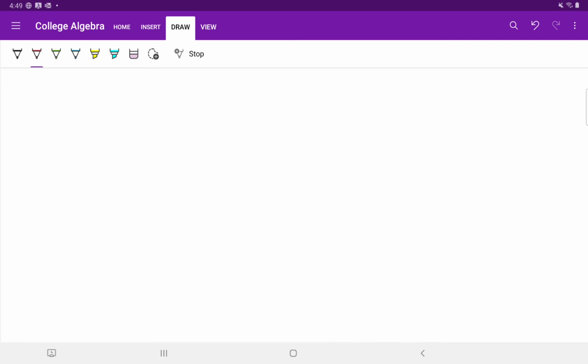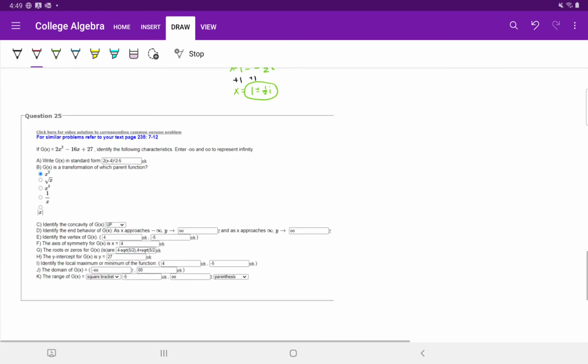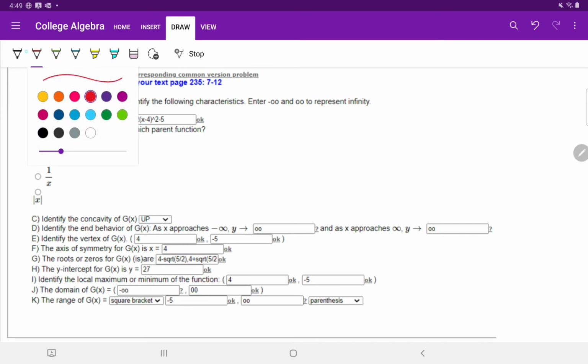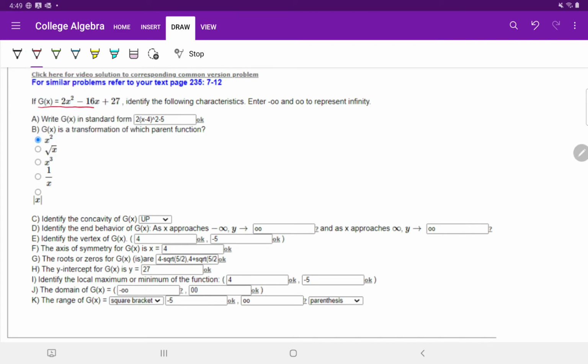Okay, I think we just have one more problem to do, so I'll try to get through this relatively quickly. We have a quadratic function here, g of x. They want us to identify the following characteristics. First of all, we need to write it in standard form. We'll do that in a second. Let's talk about b. They want to know what parent function g is built out of. And of course, this is an x squared, a parabola, so our parent function is x squared.